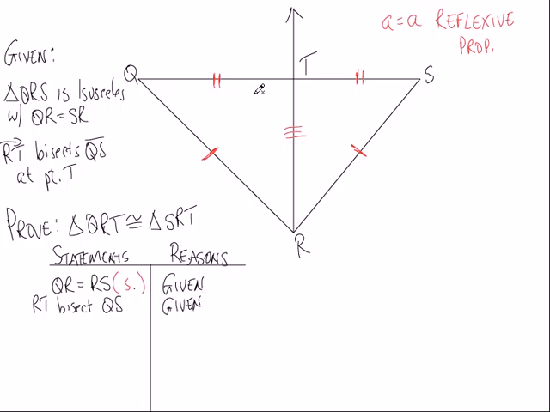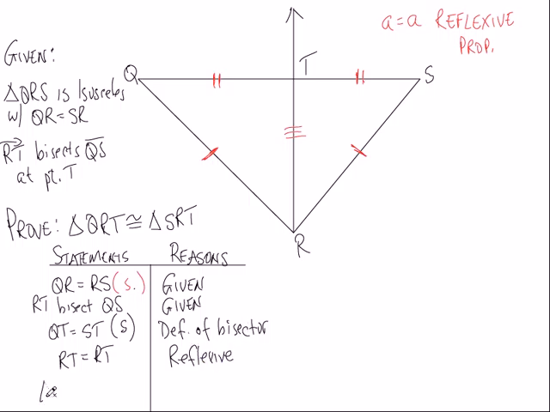But if it bisects it, what does that mean then? It means that QT must equal ST. Would you agree? What's the reasoning? Because of the definition of a bisector. The definition of a bisector says that if it bisects it, it splits it into two equal parts. That's my other side. I'm not going to go red because of time. So that's one of my other sides. What about the third side? RT equals RT. What's my reason? We said it already up there. It's the reflexive property. And now I can say that triangle QRT is congruent to triangle SRT. What's my reason now? Side, side, side.